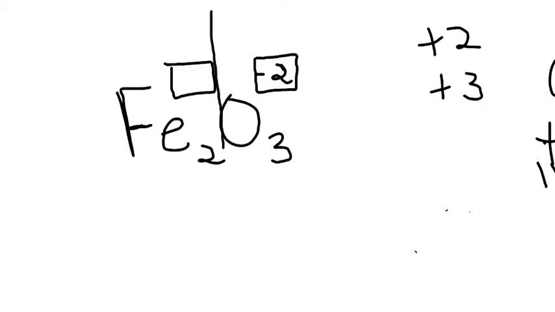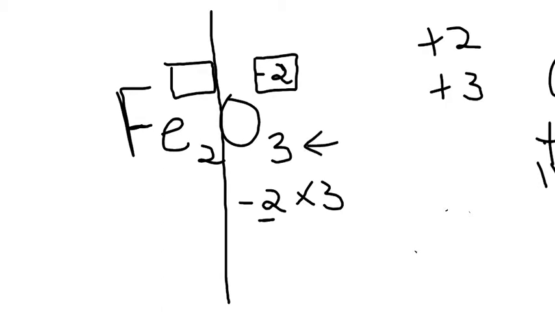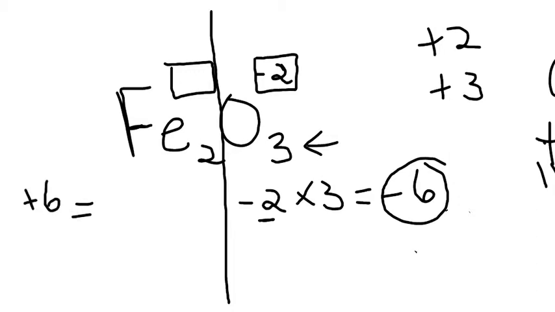If we divide the whole compound into the negative part and the positive part, let's start with the right side because we know what we have. We have -2 for each oxygen, but we have 3 oxygen atoms. That's what the subscript tells us. So -2 times 3 gives us a net charge of -6. What I know over here is that the net charge of the iron must cancel out the -6. In other words, the +6 and the -6 must equal 0.